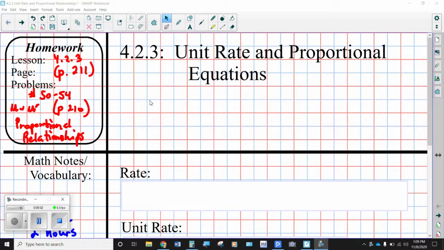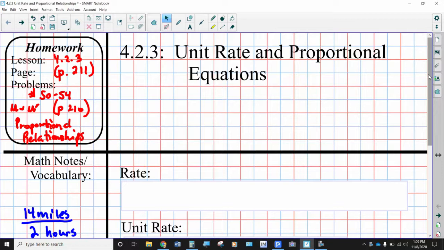All right, let's take a look at our lesson for 4.2.3. This is where we learn about unit rate officially and put our unit rate into equations that can be used to solve proportions or problems that involve proportional relationships.